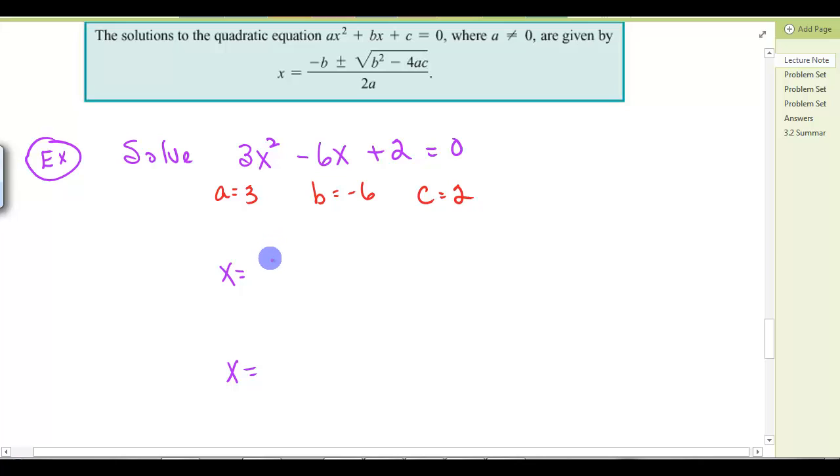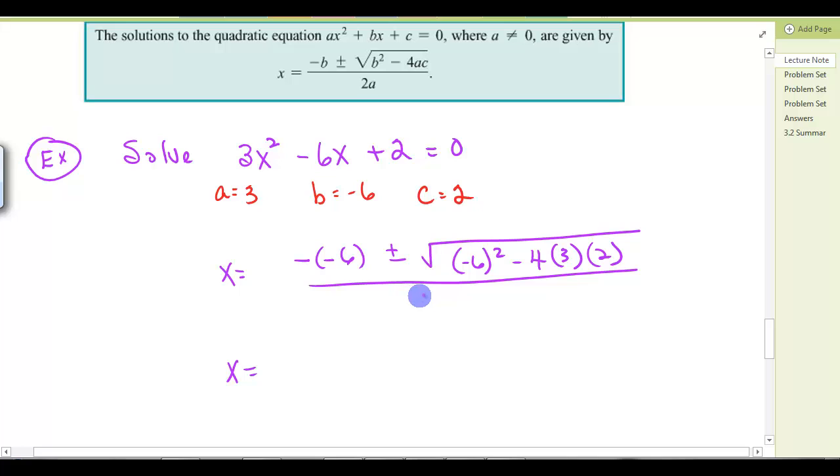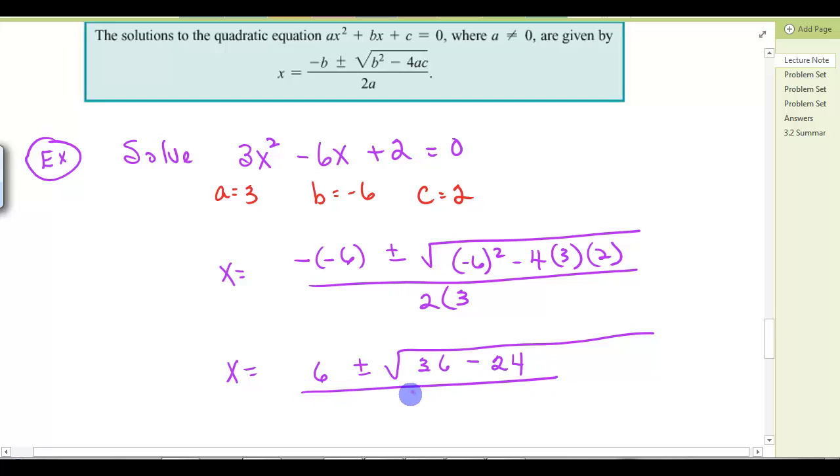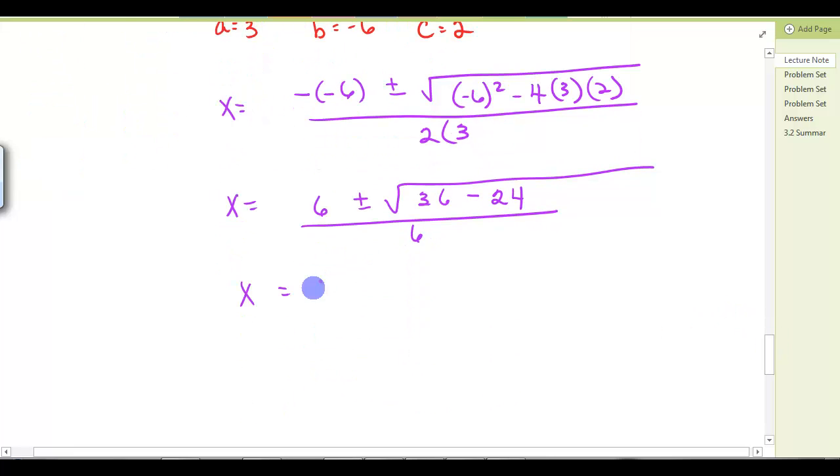So let's go ahead and write this down. So we've got -b, so that would be -6 plus or minus square root of -6 squared minus 4 times 3 times 2, all over 2 times 3. This is positive 6 plus or minus square root of 36 minus 24 over 6. 6 plus or minus square root of 12 over 6.